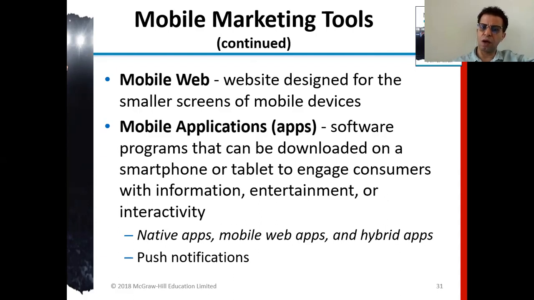A mobile application is a software program that can be downloaded on a smartphone or a tablet to engage the customer with information, entertainment, or interactivities. There are different kinds: native apps, a mobile web app or rendering, as they call it, a hybrid app, and push notifications. Most people have a tendency, when they have the mobile application, to think it's the same application available on the desktop and laptop.